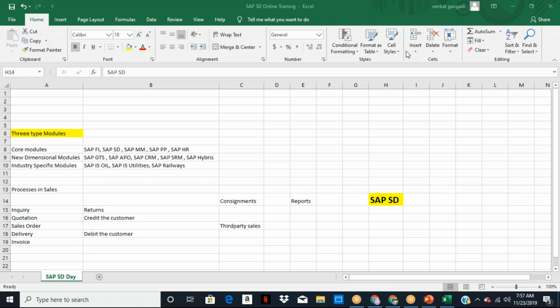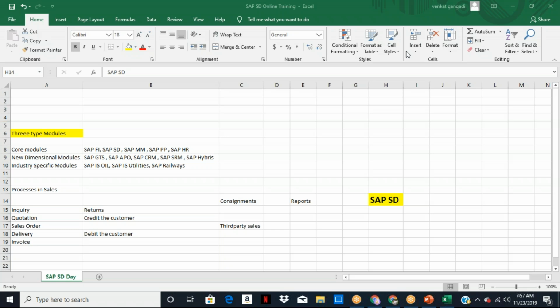If it is configuration related, as a functional consultant you will take care of it. If it is a custom development, custom enhancement, custom modification, or custom report, then we need to work with the ABAPers. Okay, that is also available.